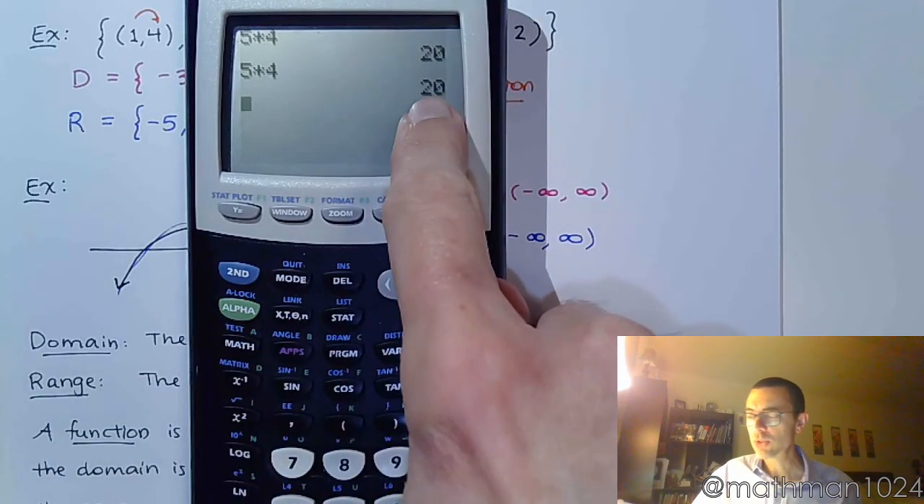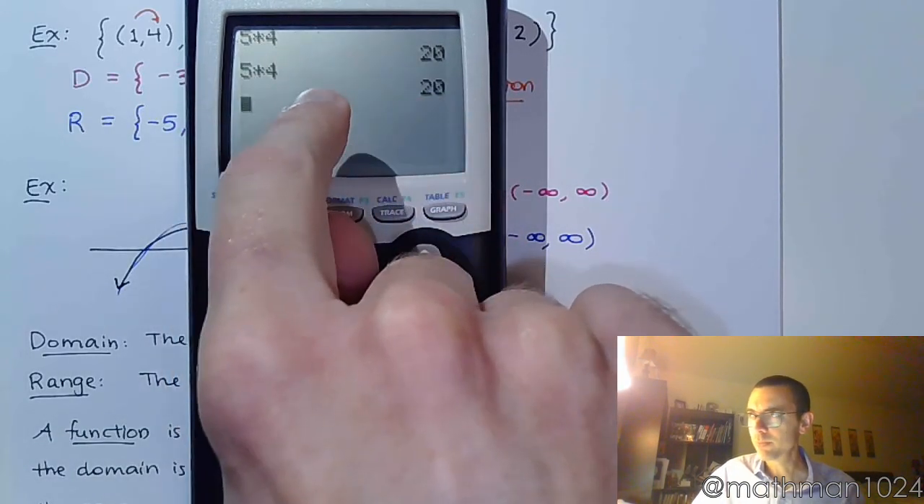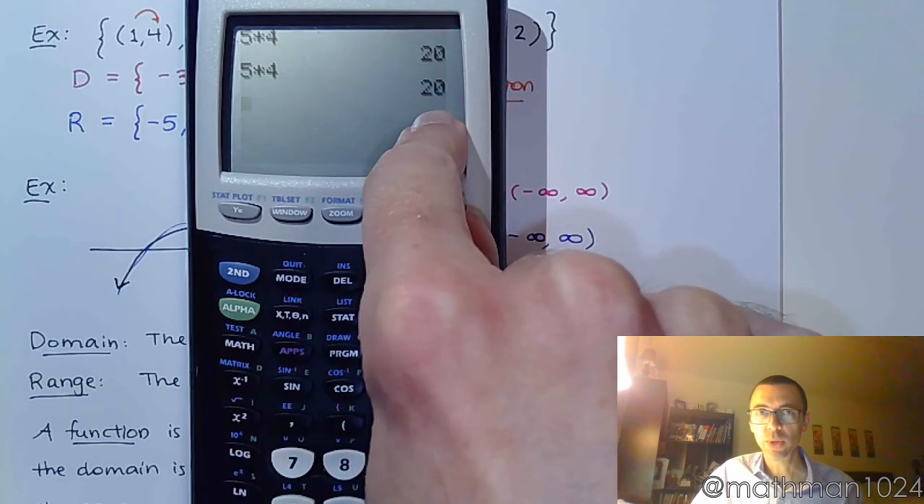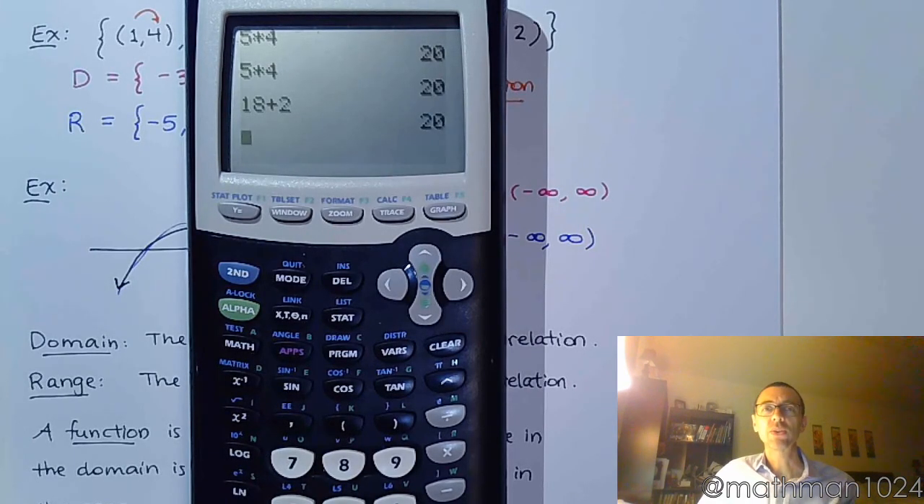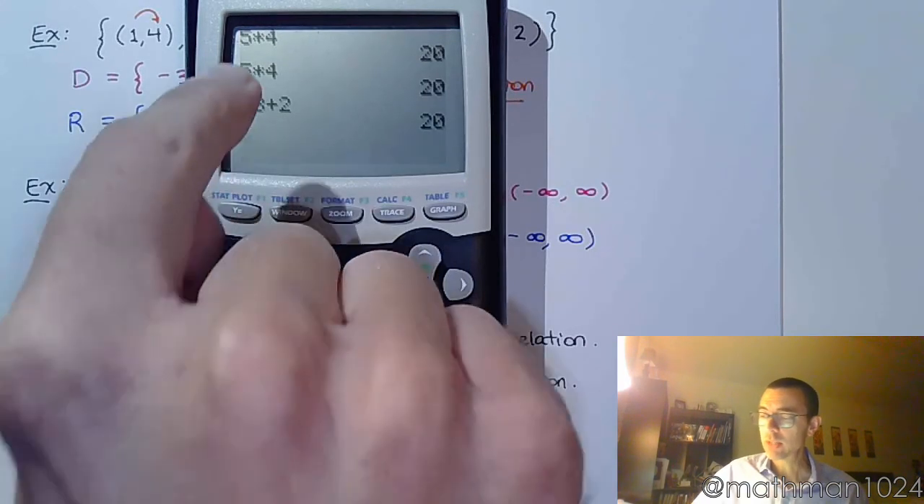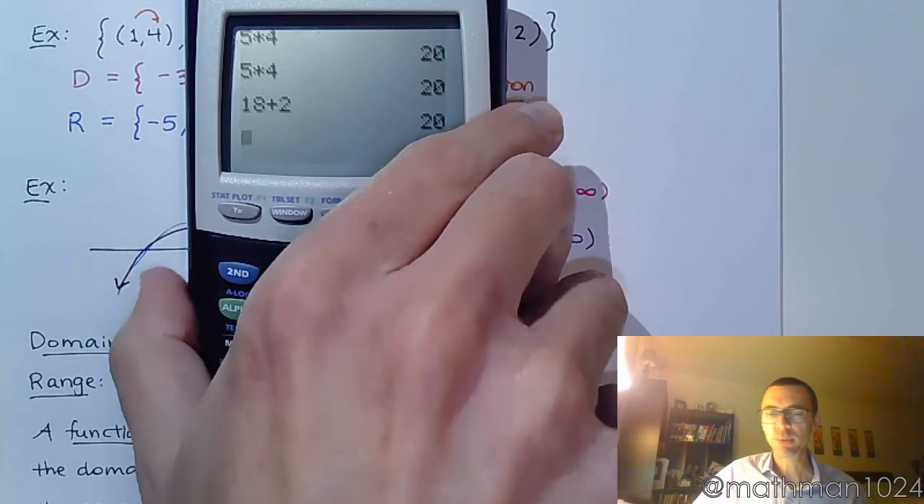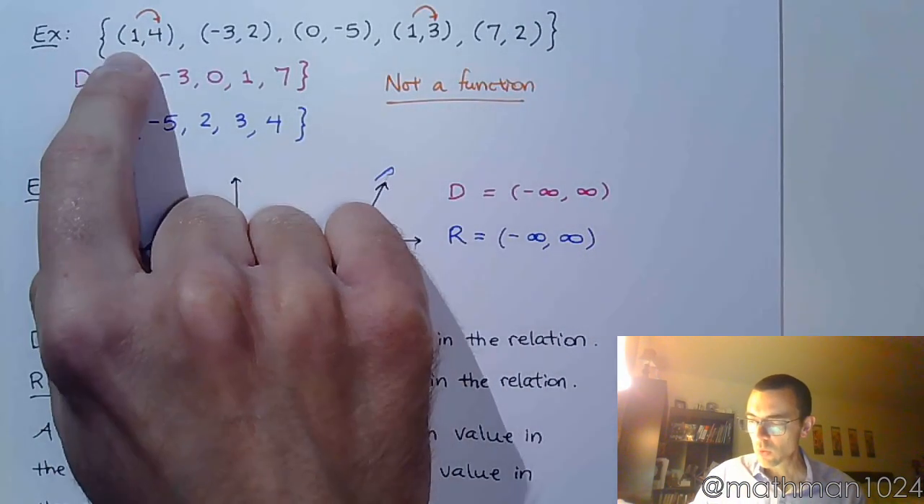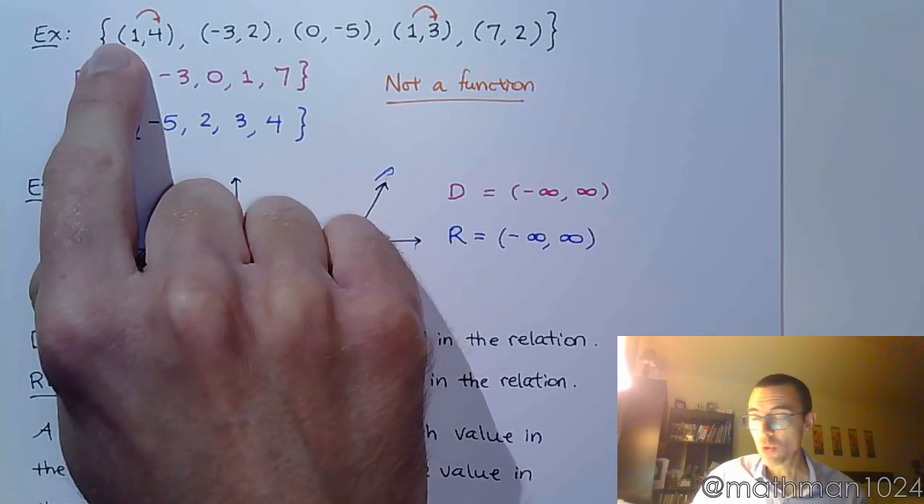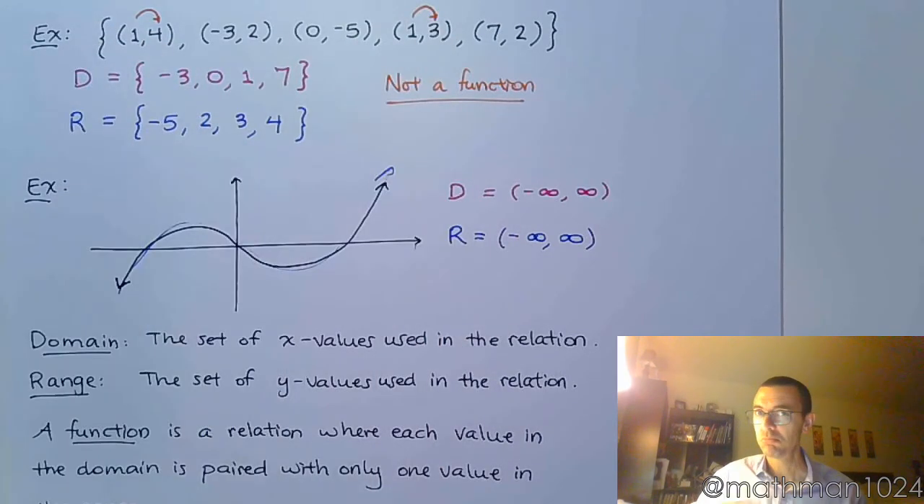Now, is 5 times 4 the only way I can get to 20? Well, no, because I could do 18 plus 2. So the output is not necessarily unique to that input. There may be other ways to get there. But for each input, there's only going to be one output that's associated with it. So this guy's not a function because I could plug in 1 and I'm getting 2 different answers out. Not a function.